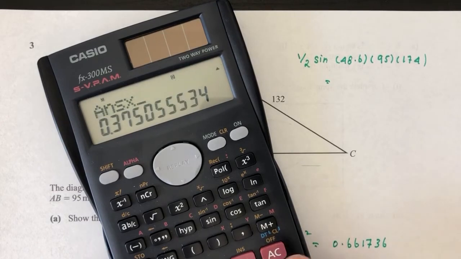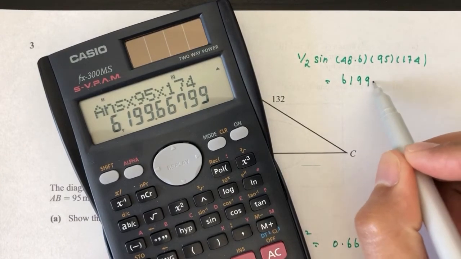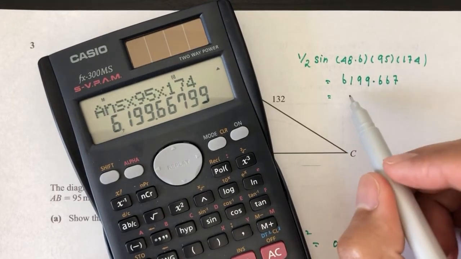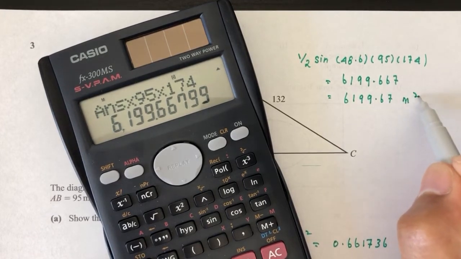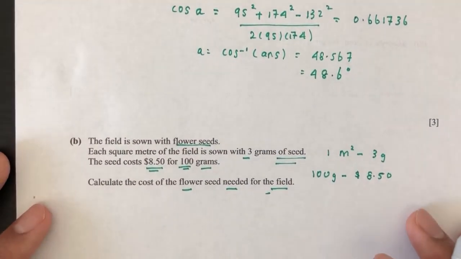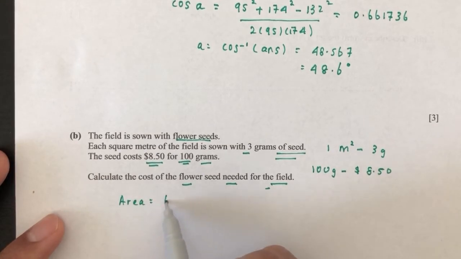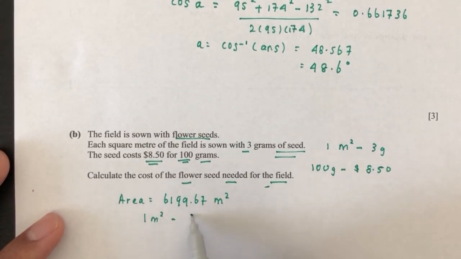48.6 times 95 times 174. That will be 6199.667, which is correct to two decimal places will be this. So let's bring this down here. So now we have the area. The area of the field is 6199.67 square meters. So we know that 1 square meter is 3 grams.